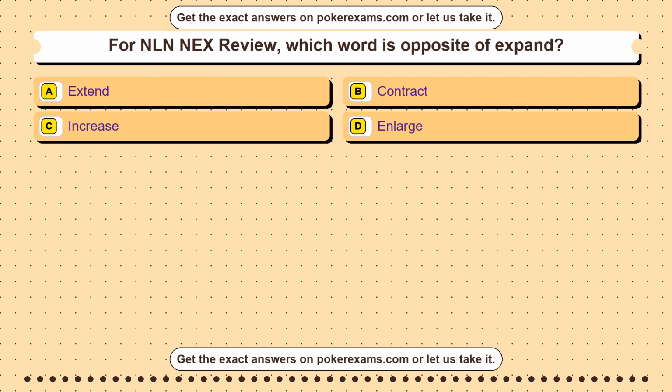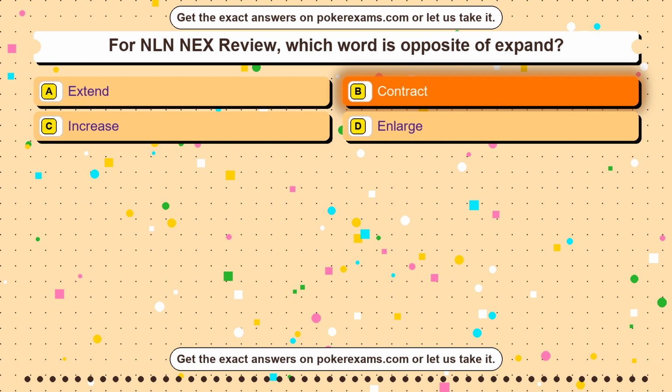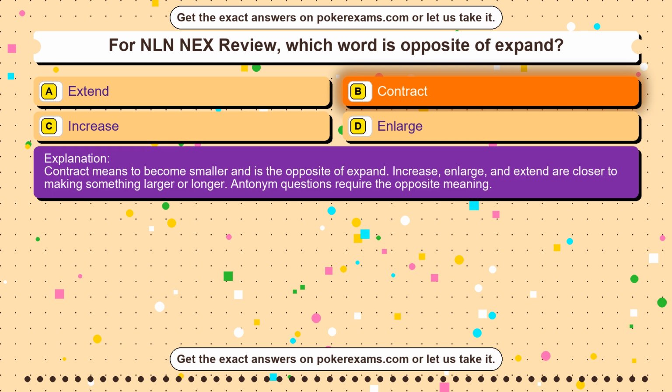Question 12. For get reading practice test, which value is the perimeter of a square with side 6? Option A 36. Option B 12. Option C 18. Option D 24. The correct answer is option B. A square has 4 equal sides, so the perimeter is 4 times 6 equals 24. 12 uses only 2 sides, 18 uses 3 sides, and 36 is the area. Perimeter measures distance around a shape.